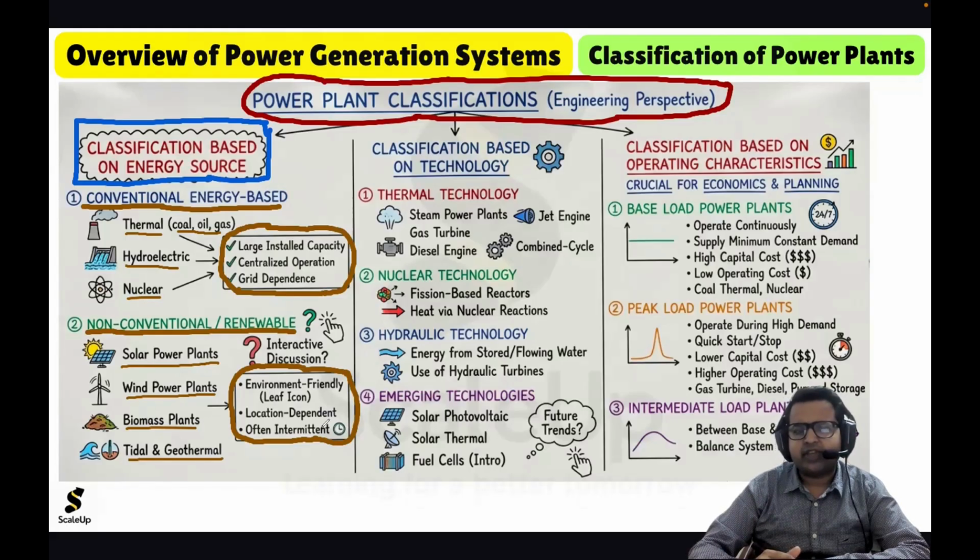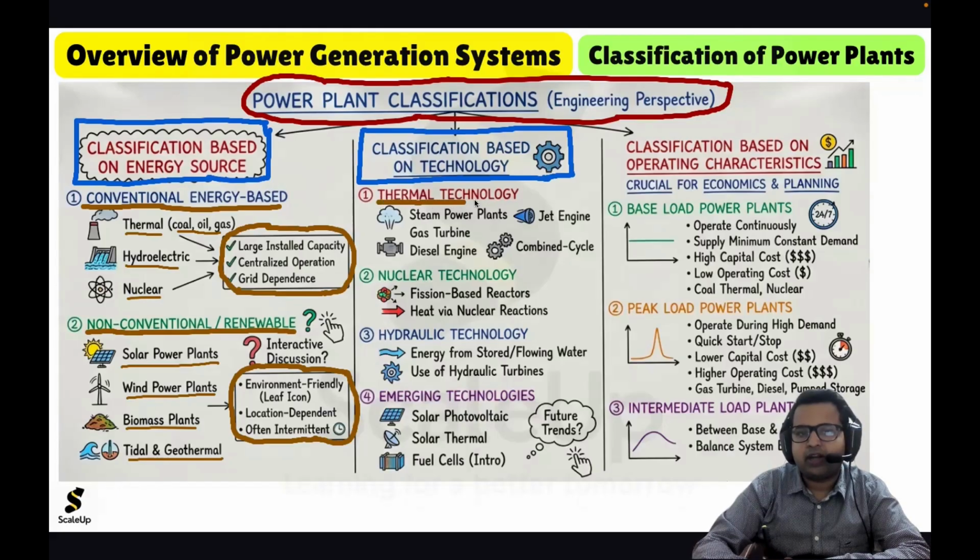So this was the classification of power plants based on energy source. Now we'll talk about the classification based on technology. Classification of power plants based on technology. Based on thermal technology, thermal is the heat. We have steam power plants, gas turbine power plants, diesel engine power plants, and combined cycle power plants.